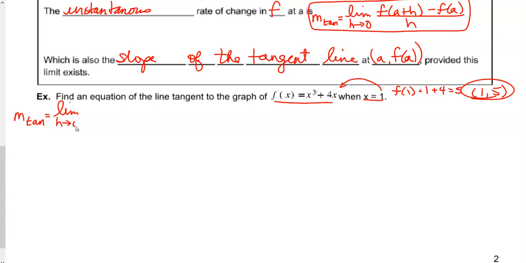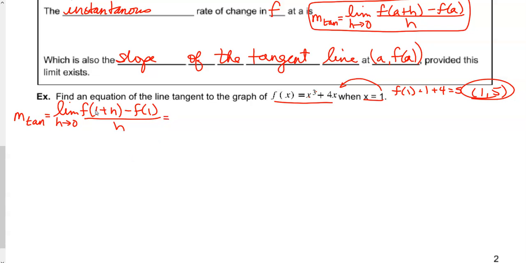So as h goes to 0 of f of, now a this time is 1. That's the one value that I have. So I'm going to have f of 1 plus h minus f of 1 all over h. So again, we're working with these derivatives at a certain point now. Later on we will evolve into just the function of what it is.